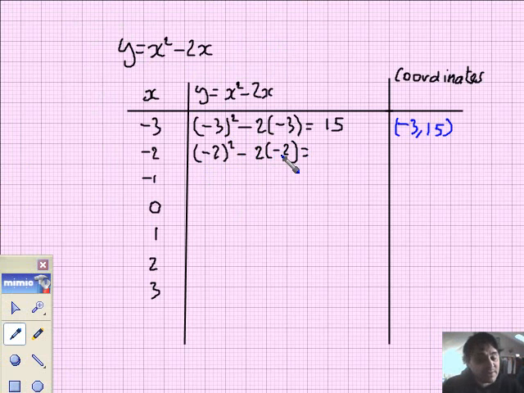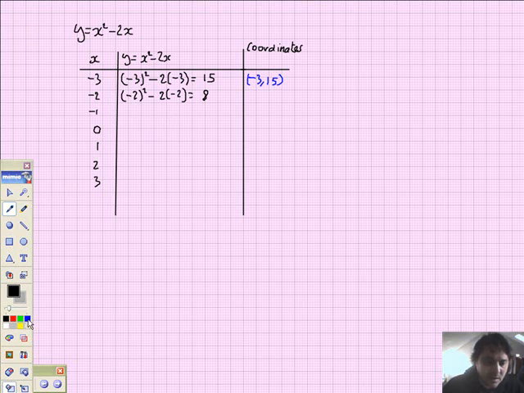Minus 2 times minus 2 again is plus 4. 4 plus 4 is 8. I've created the coordinate minus 2 and positive 8. Let's just take one down the bottom here.